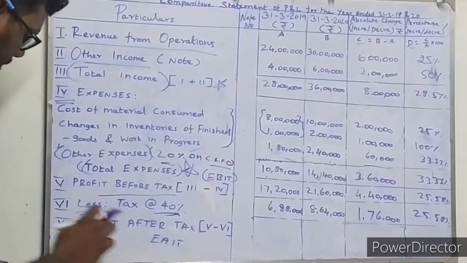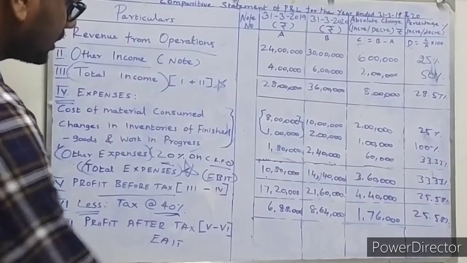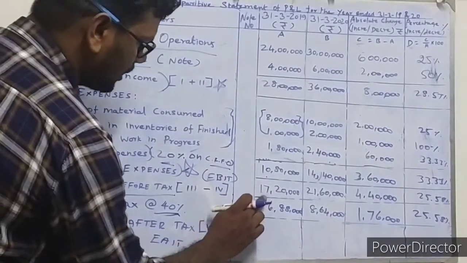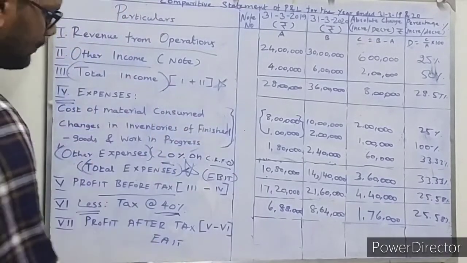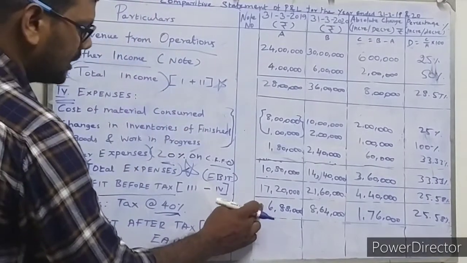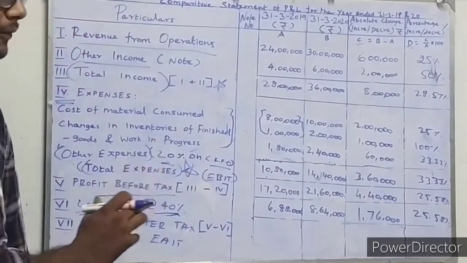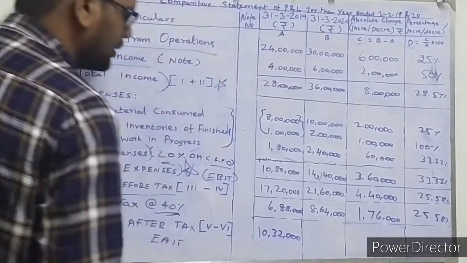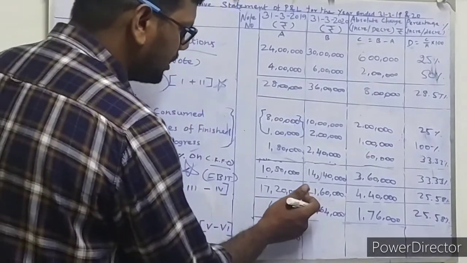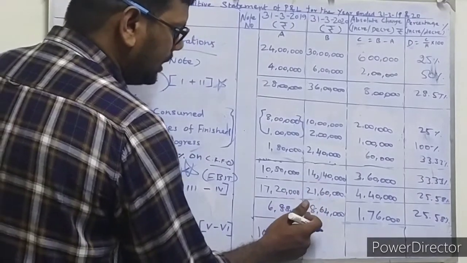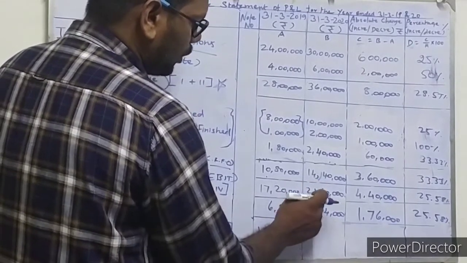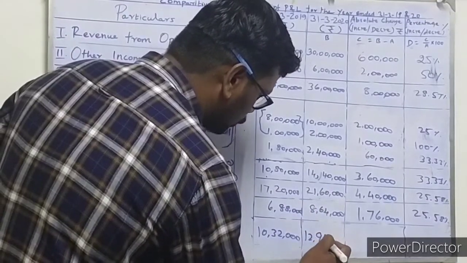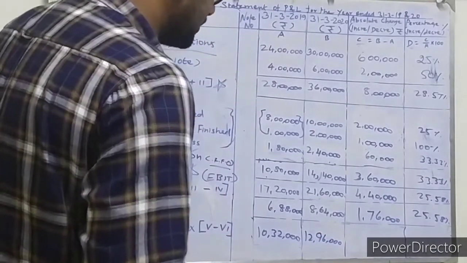Roman numeral 5 minus 6. Roman numeral 5 here is 17 lakh 20,000 and 6 is the tax amount. So for the previous year, we deduct tax from profit. After deducting the taxes on profit, we get the exact profit. Exact profit for the previous year is 10 lakh 32,000 rupees. At the same time, for the current year, 21 lakh 60,000 minus 8 lakh 64,000 is 12 lakh 96,000 rupees.